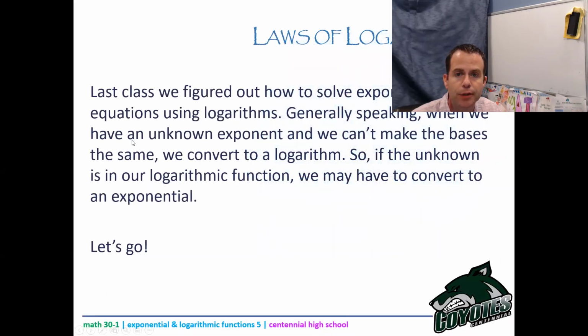Just a quick intro here. Last class we figured out how to solve exponential equations using logarithms. Generally speaking, when we have an unknown exponent and we can't make the bases the same, we convert to a logarithm. Just as an aside there, you do always want to try and make the bases the same first. That is usually the better method to try. We only do what we did yesterday if we can't make the bases the same. Now, today, if the unknown is in our logarithmic function, we may have to convert to an exponential. So it's like we're just doing everything we did yesterday, but in reverse, okay?